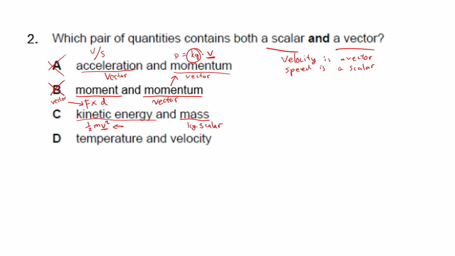Okay, now that I re-look at it, it doesn't seem to be a vector. If we look at this equation, mv squared, typically the direction is conveyed in terms of the sign of v. But since it's squared, it doesn't matter which direction. If it's v or negative v, if you square it, they're going to be equal to the same thing. So this is not necessarily a vector. And thus, these are both scalars, and we're left with D by elimination.